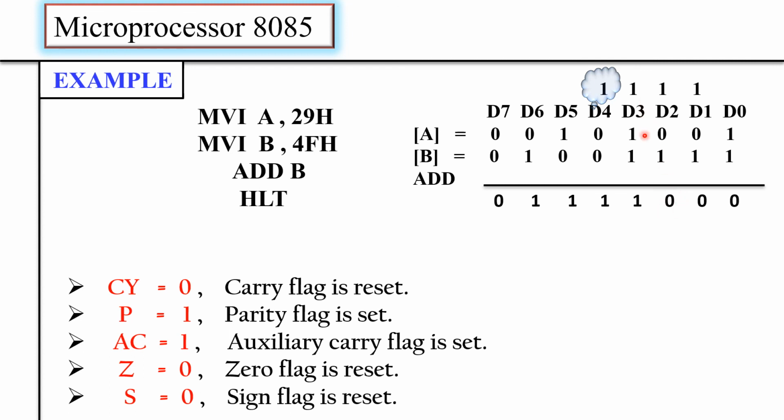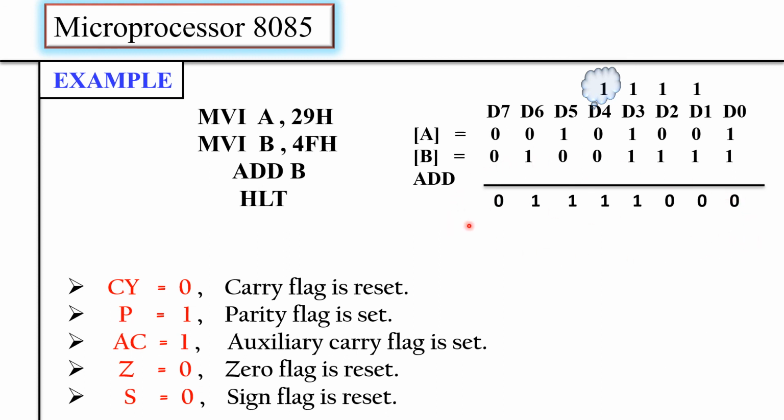So 1 plus 1 plus 1, sum is 1 and carry is also 1. Then 0 plus 0 is 0, plus this 1, so sum is 1 and carry is 0. Then 1 plus 0 is 1, 0 plus 1 is 1, and 0 plus 0 is 0. So now this is the result we have got. The result is stored in the accumulator. Now from this result, let us see which flags are set and which flags are reset.